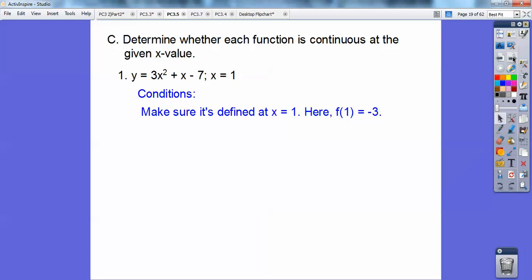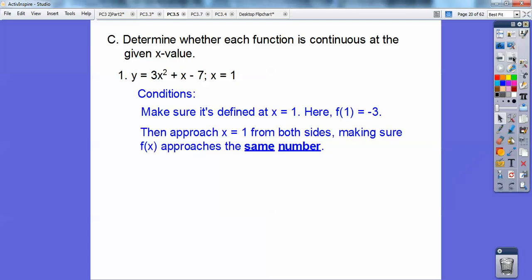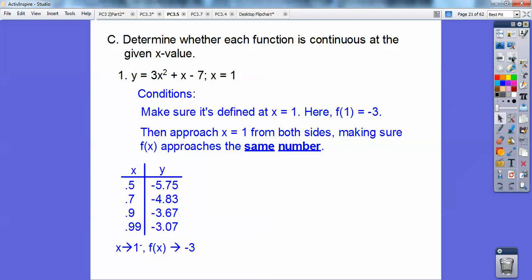Now what we got to do is approach x equals 1 from the left and from the right, and we want to see, does it approach negative 3 as we approach 1 from the left. So here's approaching 1 from the left, and that's how it's written right here. This says x approaches 1 from the left-hand side. It's just telling me this negative says I'm approaching it from the left-hand side.